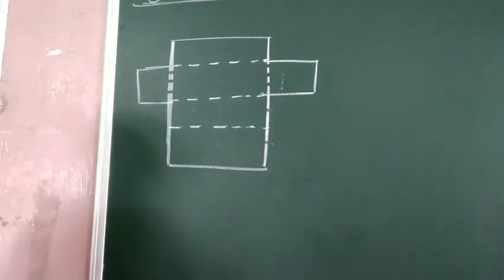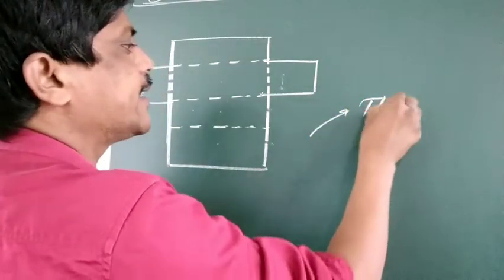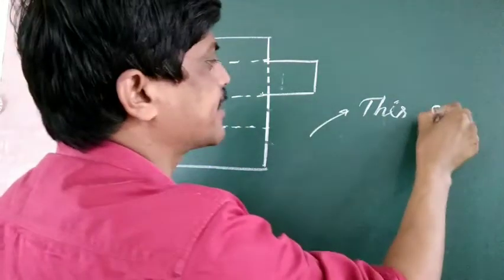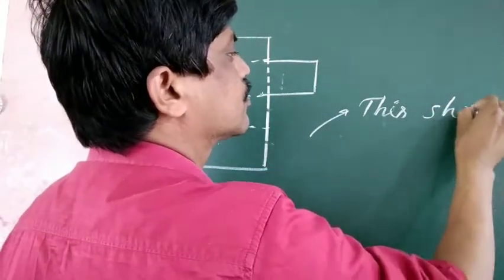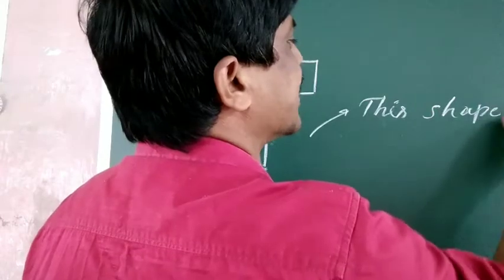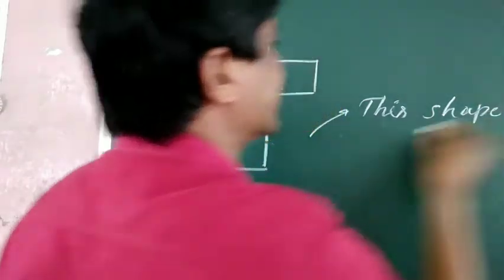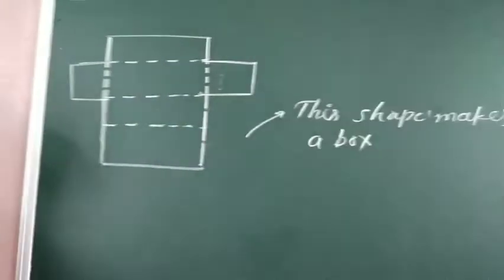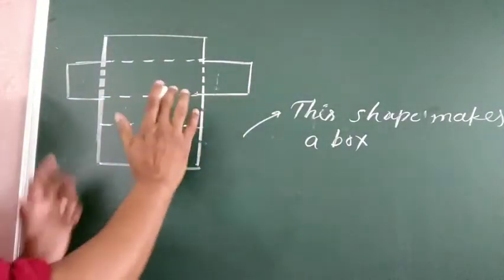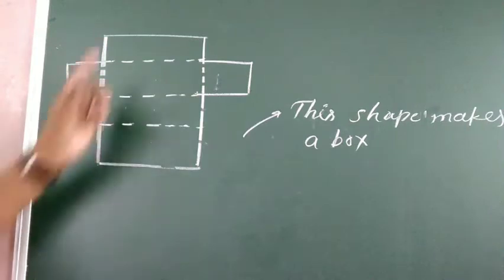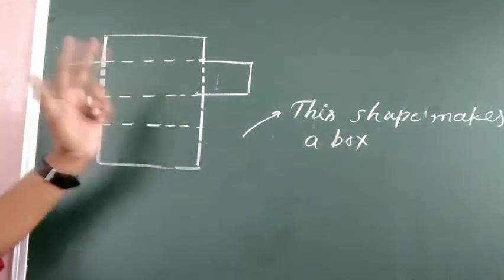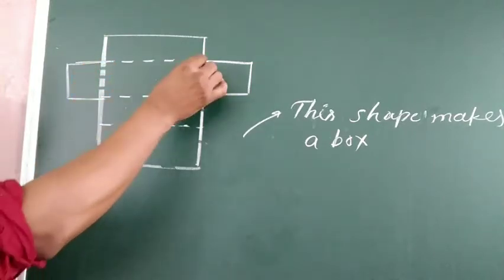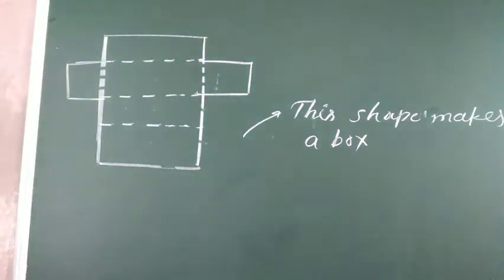Now what do we have to do? It is already given here that this shape makes a box. Means whenever you fold this shape, it will be changed into a box. So children, when you fold this shape to change it, from where do we have to fold? Only from this dotted line. Whenever you fold, it will be changed into a box.